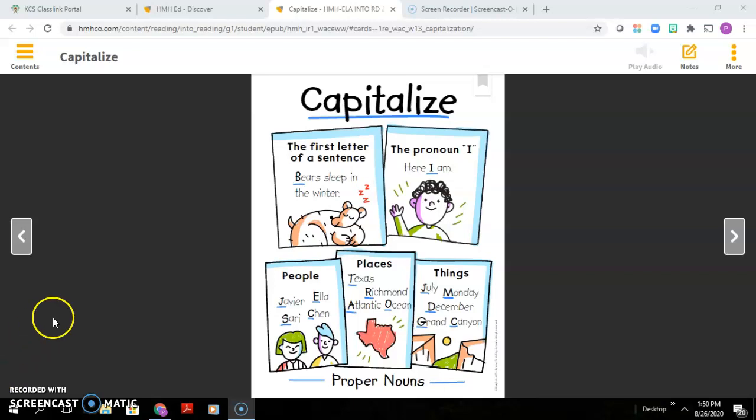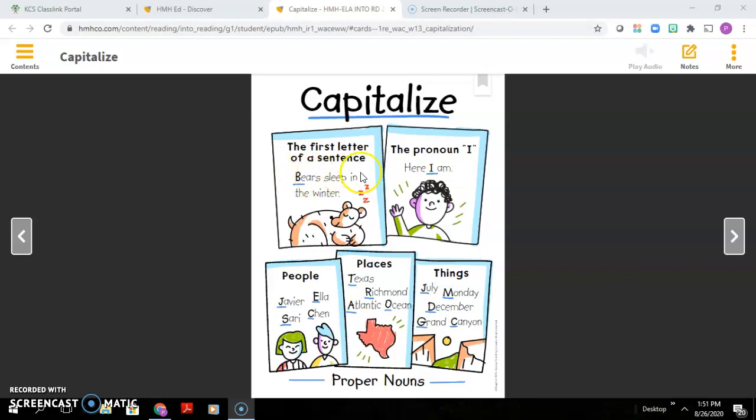Well, if you look at the first one, does every sentence have a capital letter? The first letter of every sentence should be capitalized. If you look here at the example, "Bears sleep in the winter." Bears is the only word that has a capital letter because it is the first word of the sentence.